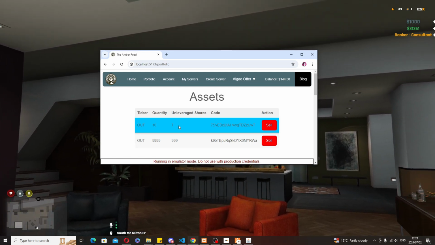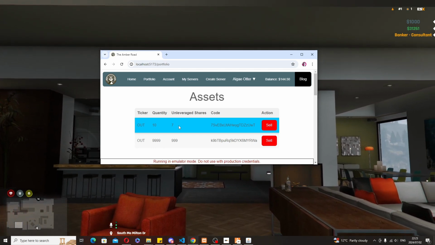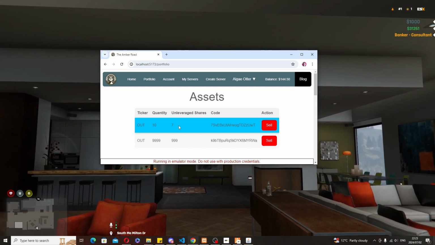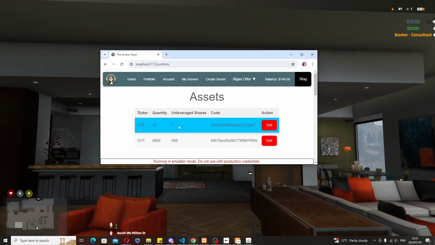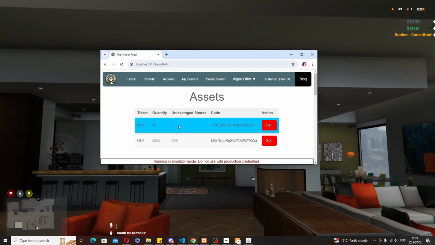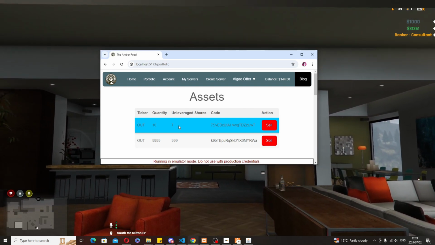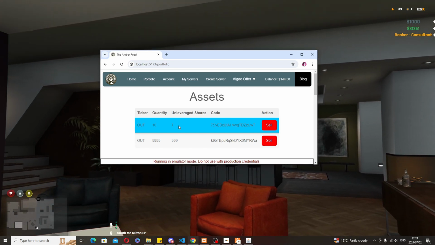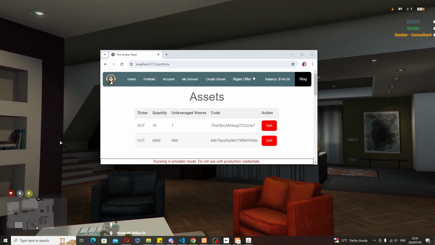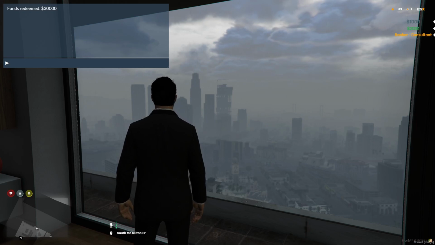Now these 7 unleveraged shares are very important because that's the only shares we can sell. We can only sell up to 7 out of our 10 shares because 3 of our shares are leveraged as a loan so that we can use the currency in game. For the user to release these shares, they have to pay the exact same amount of the leverage back into the system so that it will release the shares. Now, to release these shares, all we have to do is deposit that.